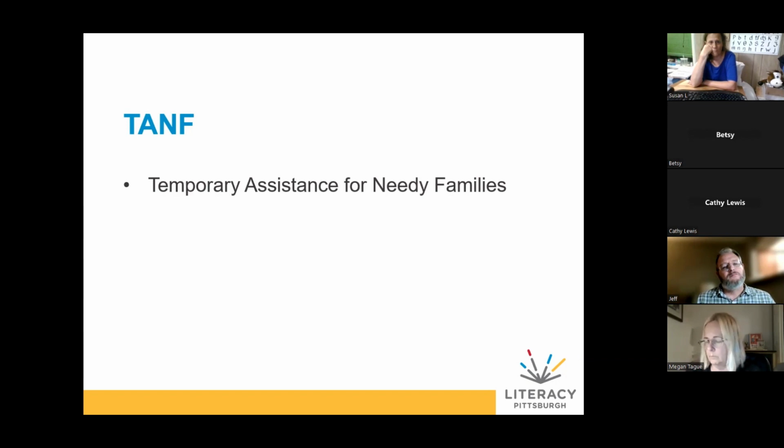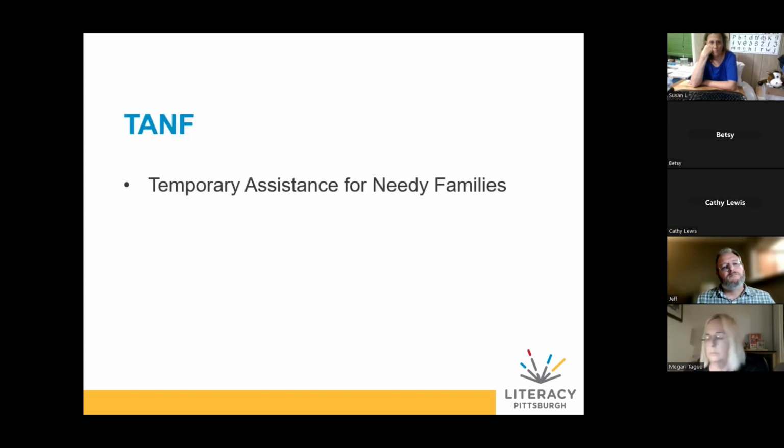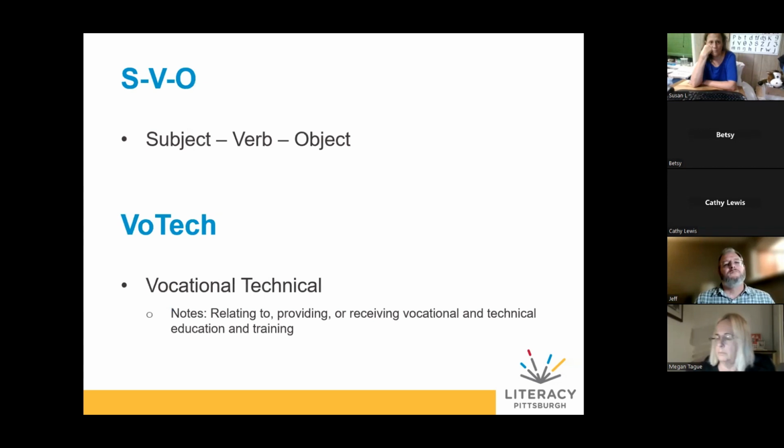They might be applying for TANF, they might be on it, and there's a lot of paperwork involved to prove that you still need it, that you're using it correctly. So that might be something that you come across.